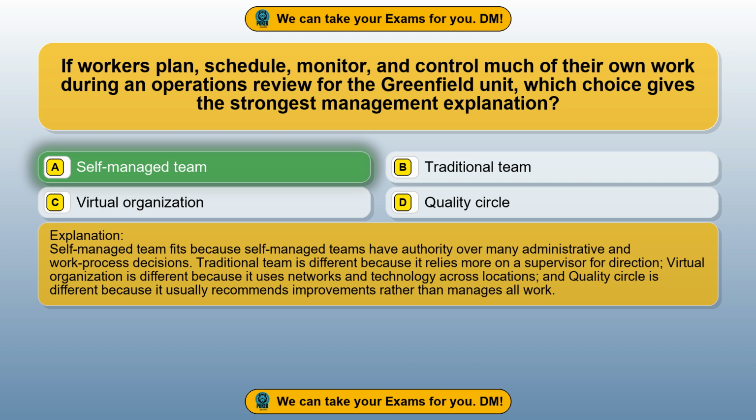Self-managed team fits because self-managed teams have authority over many administrative and work process decisions. Traditional team is different because it relies more on a supervisor for direction. Virtual organization is different because it uses networks and technology across locations, and quality circle is different because it usually recommends improvements rather than manages all work.